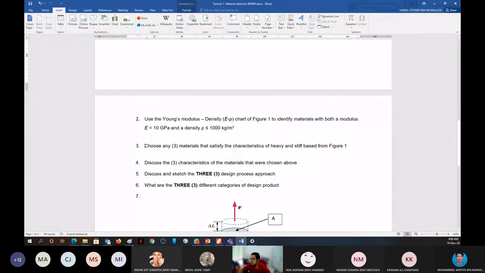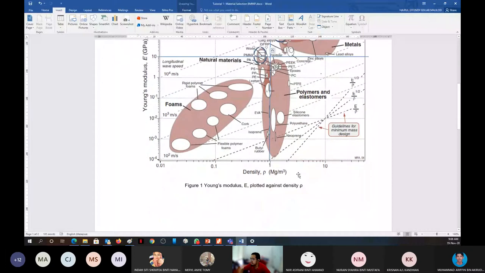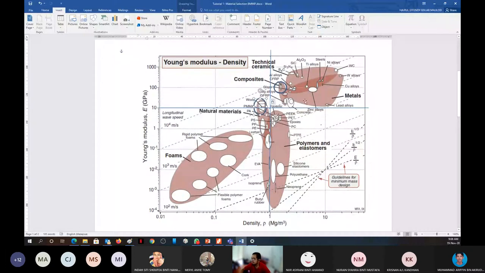Okay, move on to question three. Choose any three materials that satisfy the characteristic of heavy and stiff based on figure one. So you see here, it shows the Young's modulus on the left, which is the y-axis, and density below for the x-axis. What do they represent?